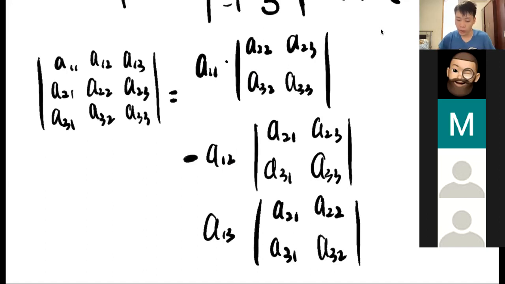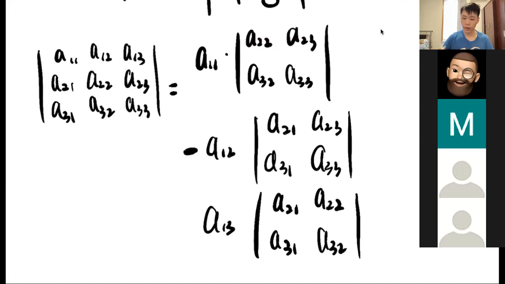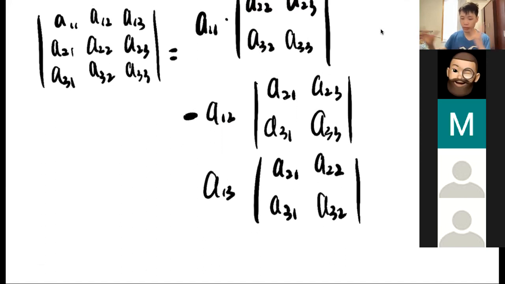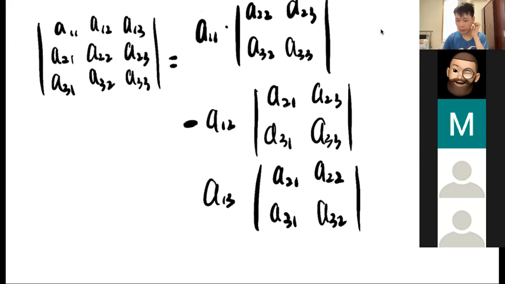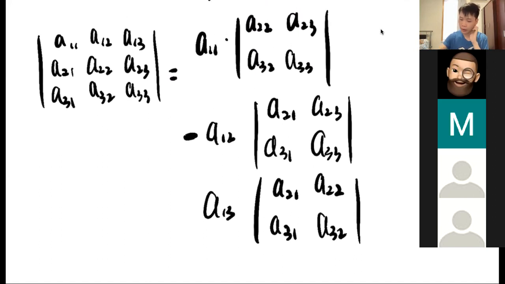After that, you basically break it down into finding the determinant of 2 by 2 matrices. Well, you can expand it, but you get the idea.